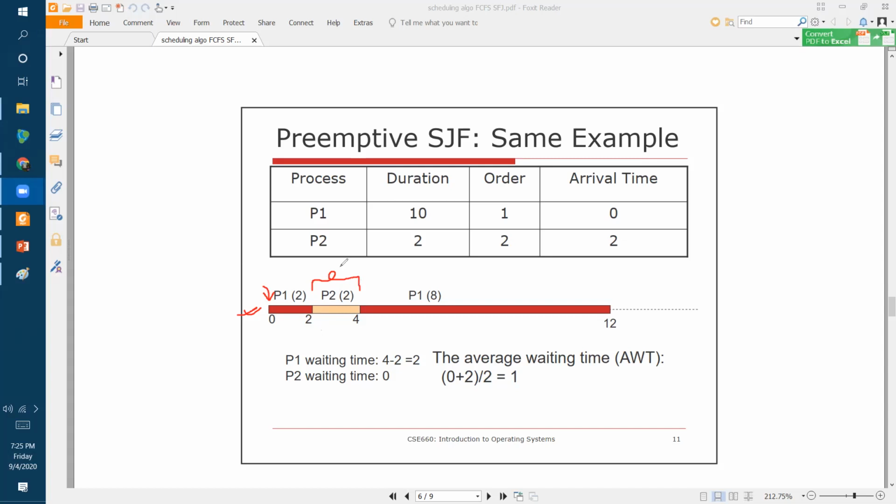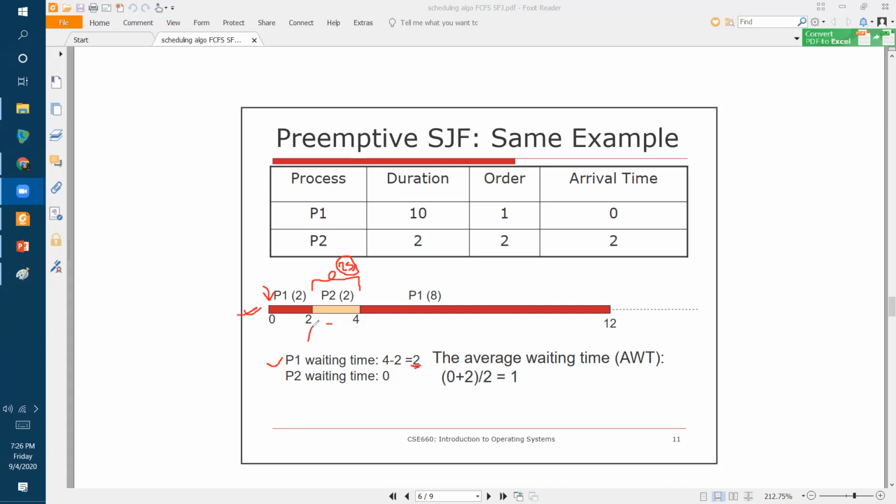Here there is 2 seconds. Okay, so the time is 2 seconds. So for P2, P1 has to wait 2 seconds here. So the waiting time for P1 will be 2 seconds. Okay, now the total duration, or burst time, of P2's job is 2 seconds.